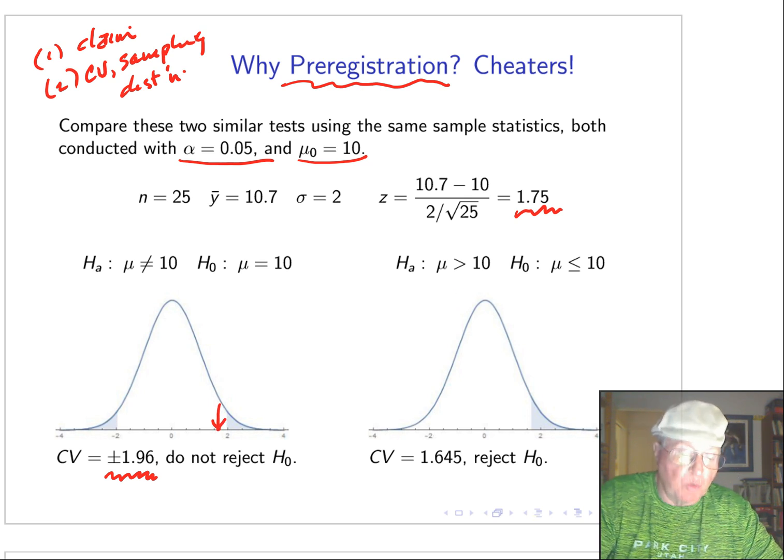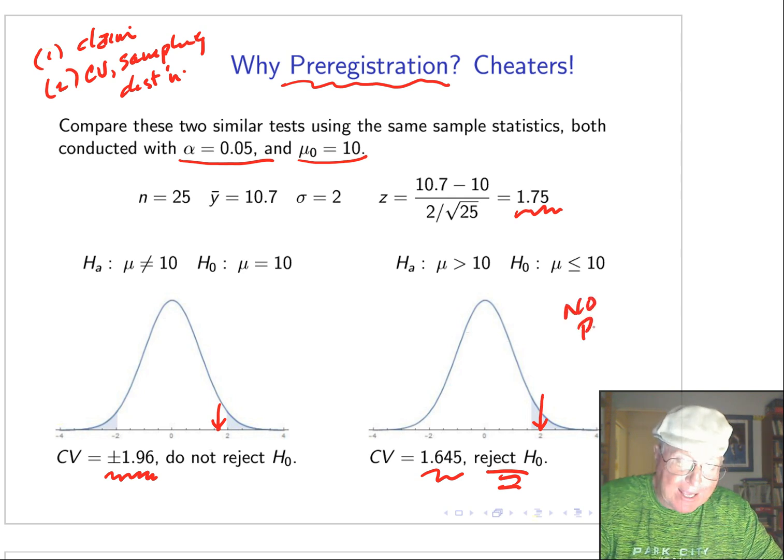doesn't fall into the critical region. However, if we do a one-sided test where we claim that the mean is greater than 10 versus no, it's not greater than 10, then the critical value is 1.645 and our test statistic falls in the critical region and we reject H0. This is why we do pre-registration. No peeking.